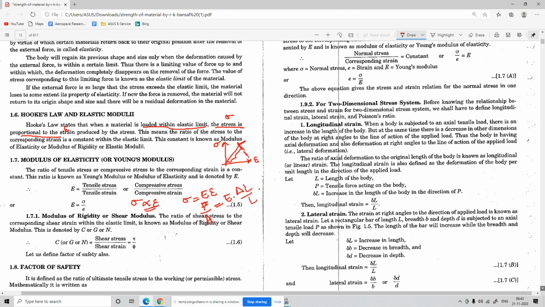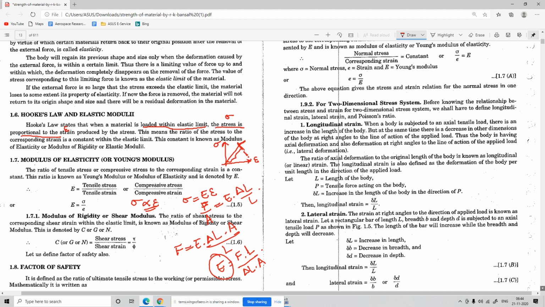So this can also be written in terms of force: F equals Young's modulus times change in length times A by L. Or if I want to express E, it is F times L divided by change in length times area. So you can write it vice versa. Now what is this E? It is called Young's modulus.